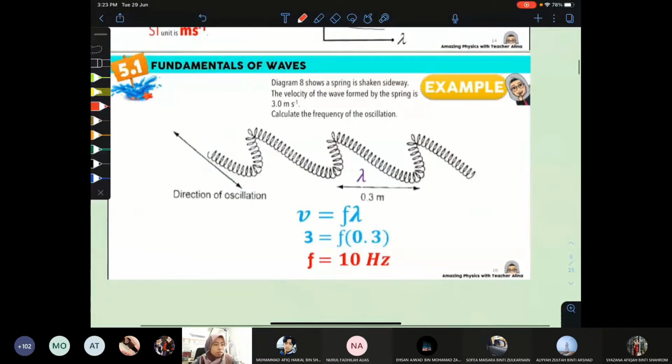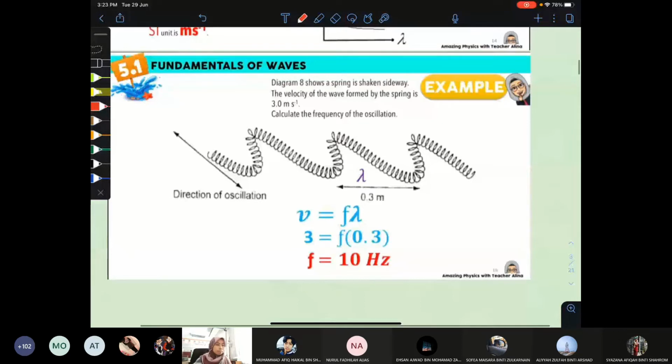Now this is an example question that we have. This is a very direct question. Everything is given to you, and then you just use the formula and include all the given information. There is no trick here. It gives you v, and the question asks you to calculate frequency, and you are given the wavelength. So no trick. That's very simple.